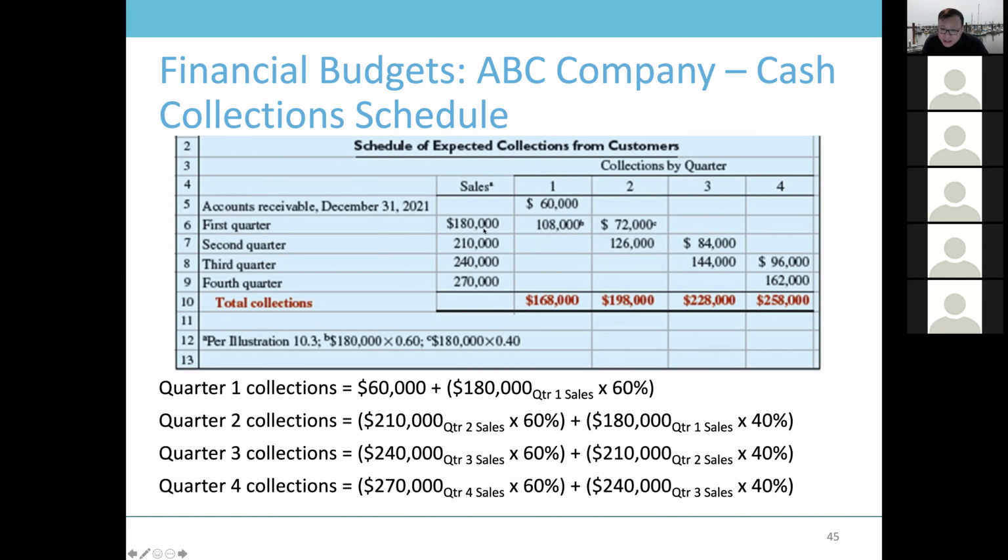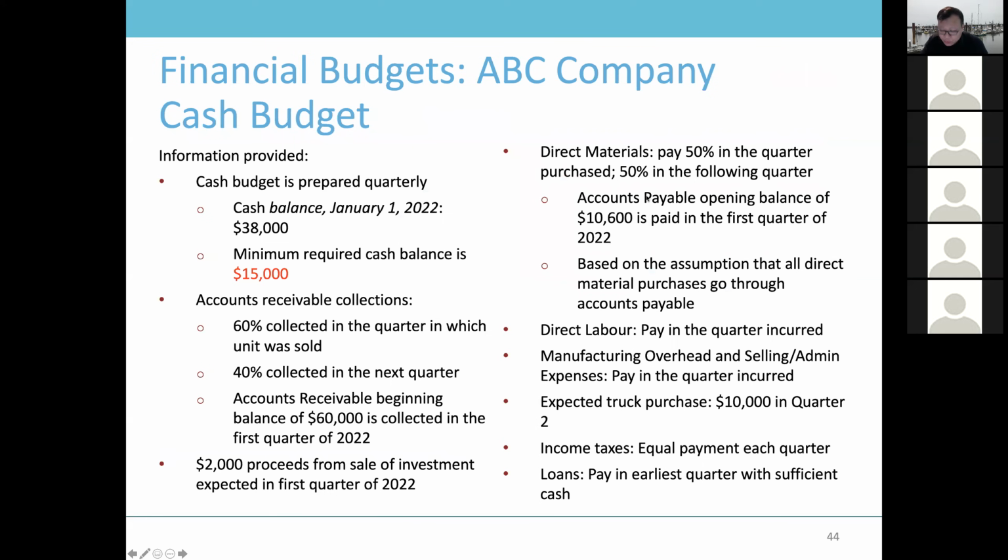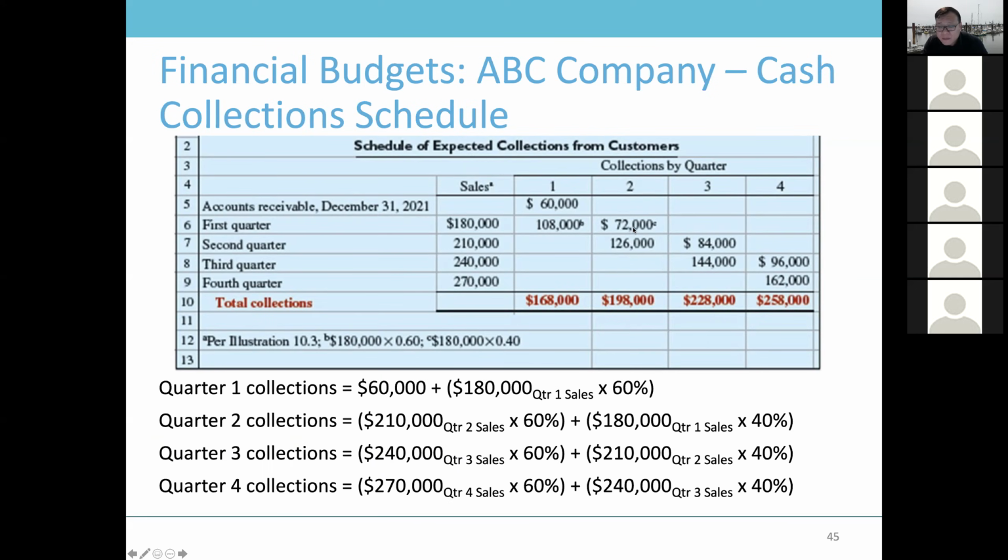And I'm going to collect 60% of the sales of the current quarter. So the sales for quarter one is 180,000, okay? And 60% of it will be collected in quarter one, right? So that is 60% of 180, that's 108,000. And the remaining, the difference between these two numbers, is 40%. That's the 72,000 that will be collected in quarter two, okay?